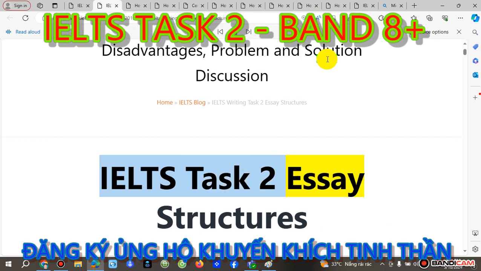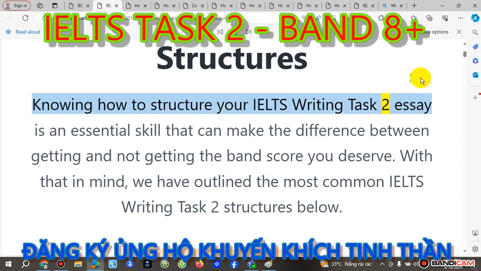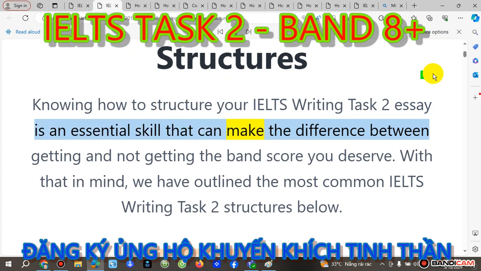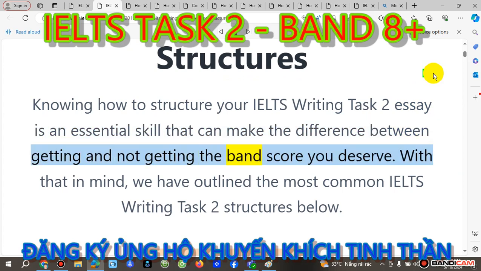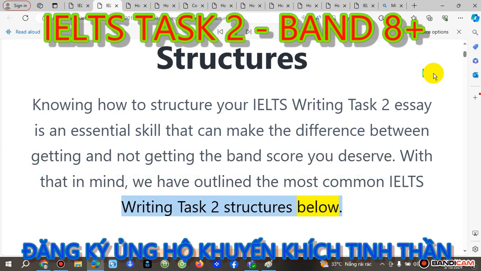IELTS Task 2 essay structures. Knowing how to structure your IELTS Writing Task 2 essay is an essential skill that can make the difference between getting and not getting the band score you deserve. With that in mind, we have outlined the most common IELTS Writing Task 2 structures below.